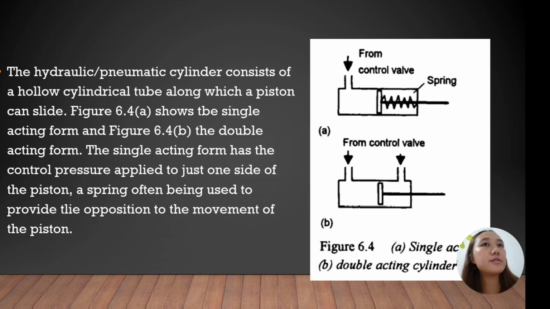So a cylinder houses a piston that slides within a tube. The single acting form, shown in figure 6.4a, applies control pressure to only one side, often relying on a spring to provide the opposing force for piston retraction. The double acting form, as shown in figure 6.4b, allows control pressure to be applied to both sides, enabling the piston to move in either direction based on the pressure differential.